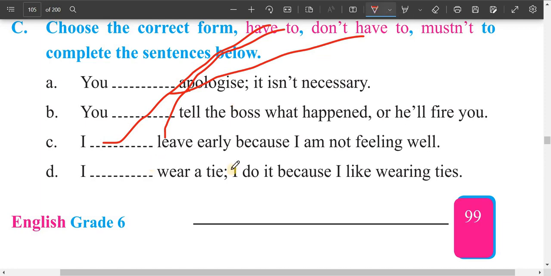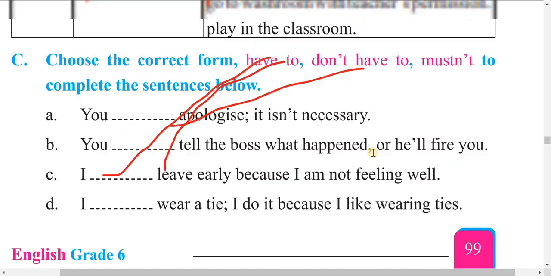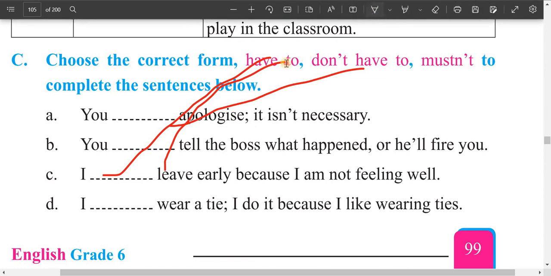I wear a tie. I do it because I like wearing a tie. I don't have to wear a tie. I do it because I like wearing a tie. Now D, I have to wear a tie. Okay, you can write, you should write here: I have to wear a tie.